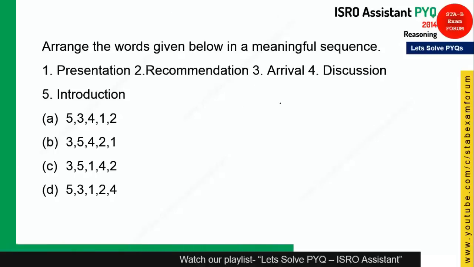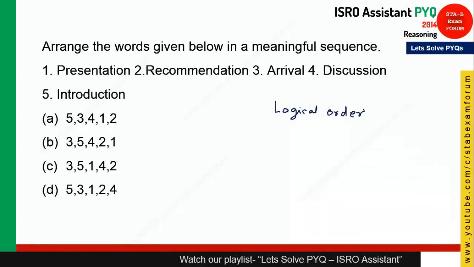Student, this question category is called logical order of words. Okay, so let's solve this question. Student, these are the 4 words. You need to make a proper sequence. These words are related to a meeting.